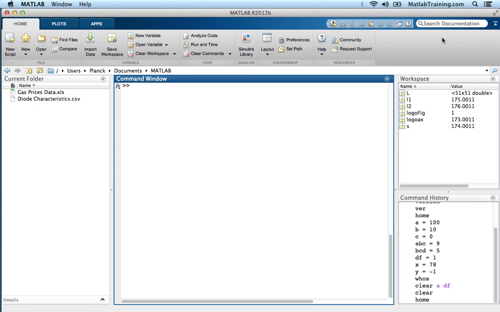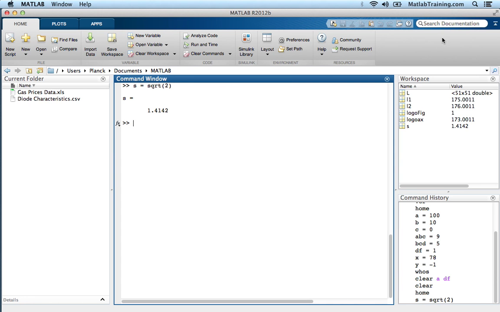To compute square root of a number, I have the square root function sqrt. This is how I use the square root function. Some variable s equals sqrt parenthesis open, the number 2 and parenthesis close. And you see the square root of 2, 1.414 into the variable s.